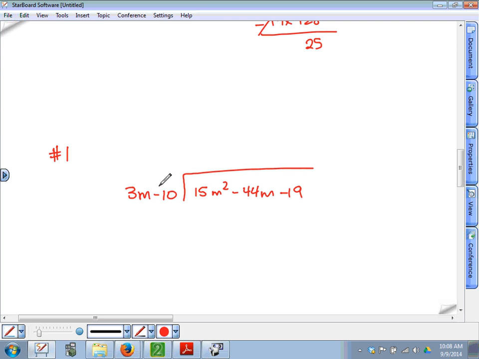So what can I put up here to multiply with 3m? 5m. You guys follow? Where'd the 5 come from? 15 divided by 3. Yeah, 5 times 3 would get you the 15 here, and then m times m gets you the m squared. That's why it had to be 5m right here. Okay, but you don't just multiply the 5m by 3m. The 5m also has to multiply the negative 10 to get negative 50m. The 5m multiplied both of these terms here.